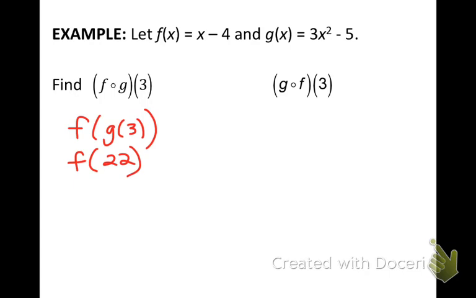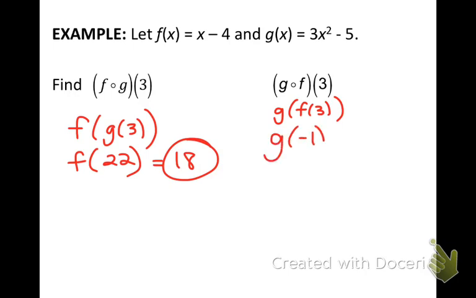So now can I do a simple f of 22? Yeah. What's 22 minus 4? 18. So compositions with numbers are actually pretty easy. If you do the same thing over here, so g of f of 3, well, what is f of 3? Negative 1, right? 3 minus 4. Does everybody see that? Now what's g of negative 1? Yep. Negative 1 squared is 1, times 3 is 3, minus 5 is negative 2.